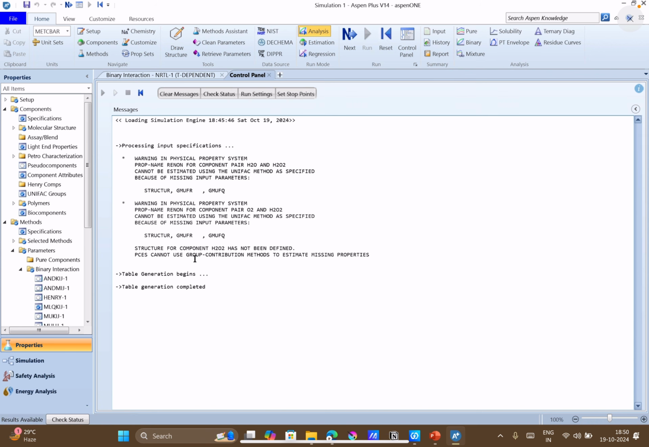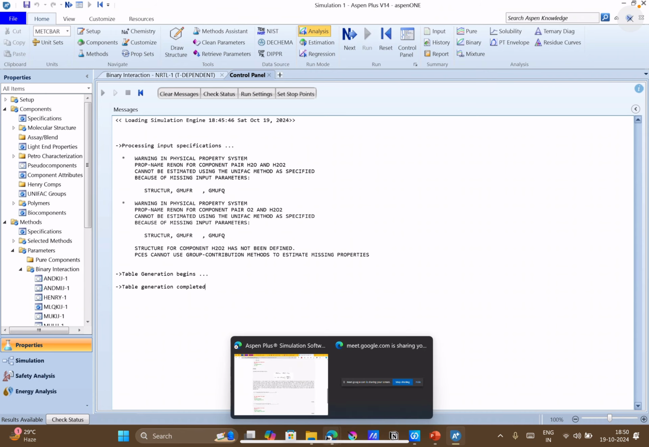Yeah, results are generated. Warning in physical property: property name for component pair H2 H2O2 cannot be estimated using Unifac because of the missing input parameter. Okay. Yeah, these are some normal warnings that might be related to some computational error. But see, property analysis is working, Nikhil.